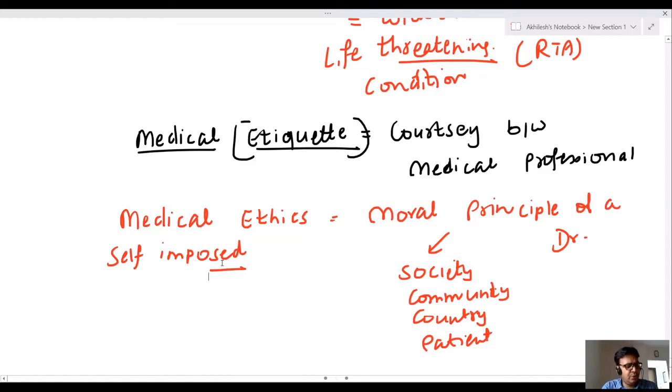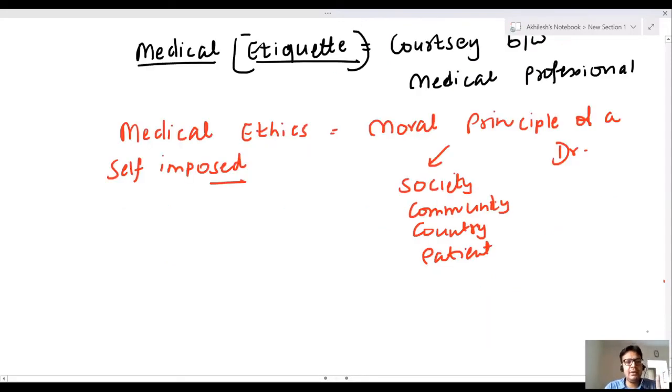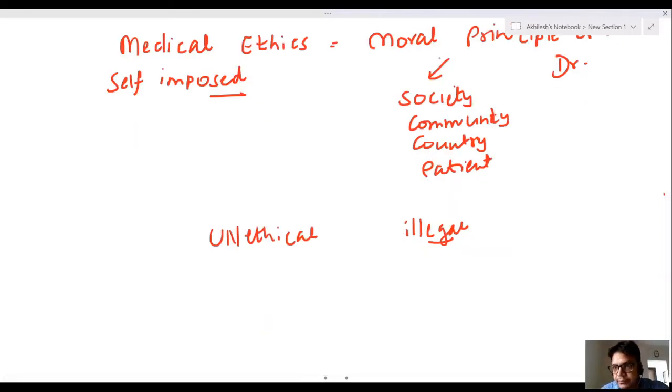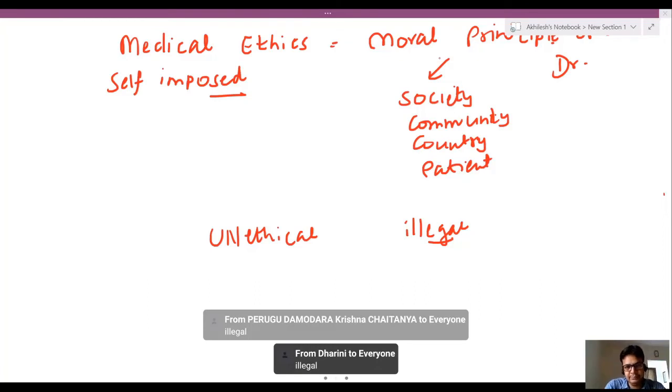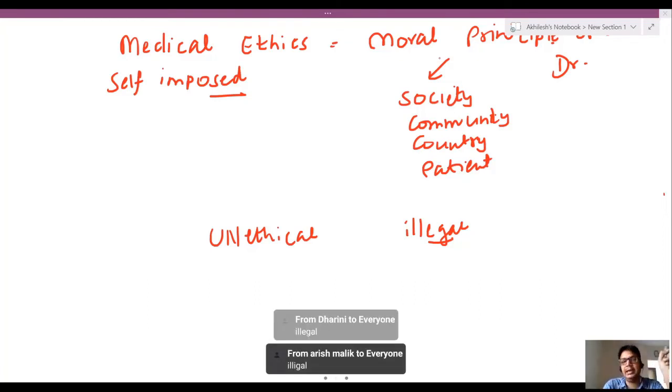Doctor Saab, I'm giving you two options, you have to pick one answer, okay? Which is illegal, which is unethical, okay? I'm writing two things, unethical, illegal. Now, my question for you: wrong advertisement means you are an MBBS doctor and you are writing MD or DM degree in front of your name. Wrong advertisement is illegal or unethical? It is illegal.